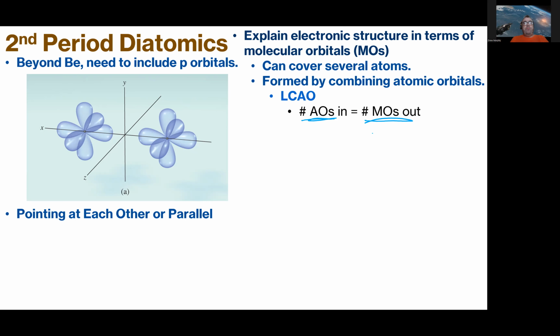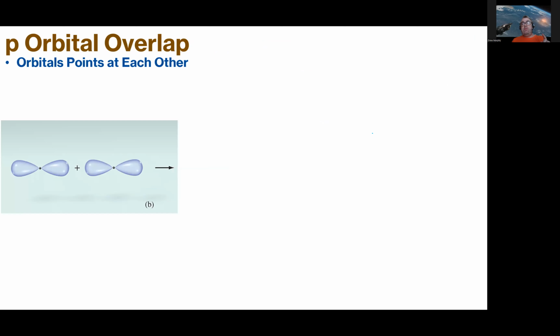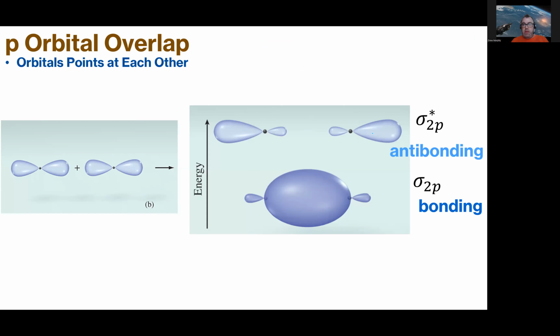Now, when we're talking about p orbitals, there's two ways they can overlap. They can point at each other, or they can be parallel to each other. So let's take a look at what this looks like and how that has an effect on the outcome with the molecular orbitals. If we take two p orbitals and point them at each other, we're going to get a sigma 2p and a sigma 2p star. We're always going to get a bonding and an anti-bonding orbital.